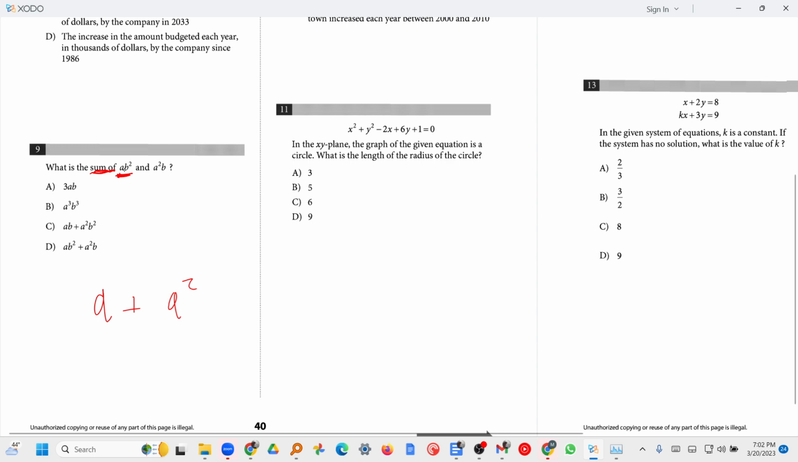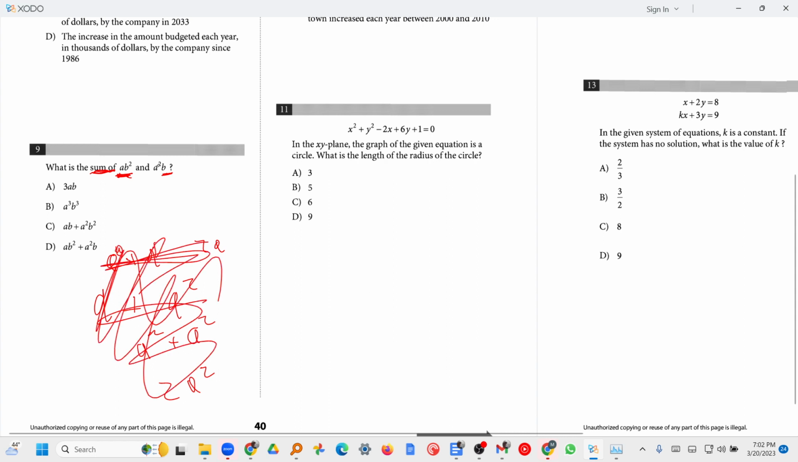And similarly, B squared and B, I can't add those guys either. If I had A plus A, then I could do 2A. Or if I had A squared plus A squared, then I have 2 A squareds. But if they don't have the same exponent, I can't do anything with them. So this one is just going to be AB squared plus A squared B, which is D. That is them just being cocky and sassy, like disrespectful. It's the SAT being disrespectful.